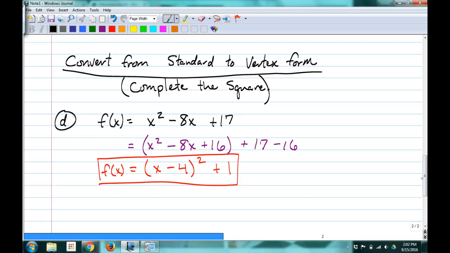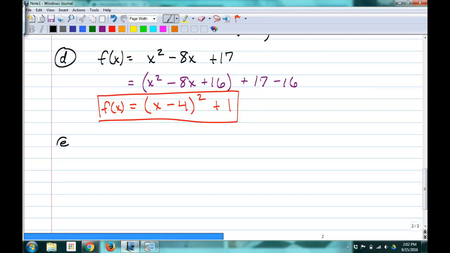We're going to do several examples of this. So let's take another one. Let's say we had x squared plus 6x plus 3. There's one that's in standard form. We want to rewrite that in vertex form.